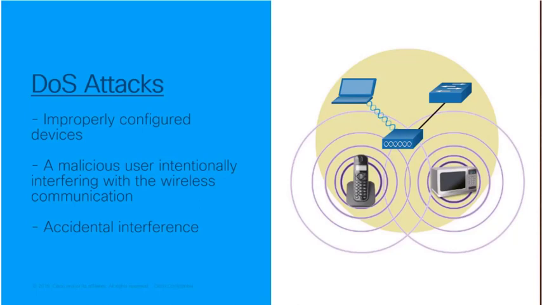Accidental interference, we all know it can happen. Our wireless local area networks are prone to interference from other wireless devices. And these devices can be things like microwave ovens, baby monitors, cordless phones, and even more. The 2.4 gigahertz radio frequency is the most prone wireless band for interference.